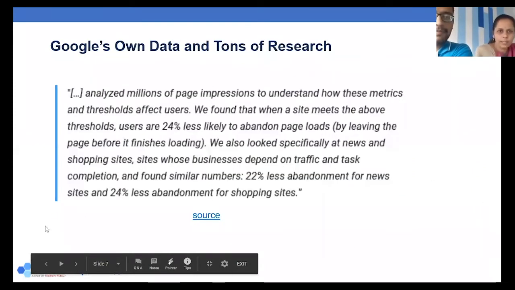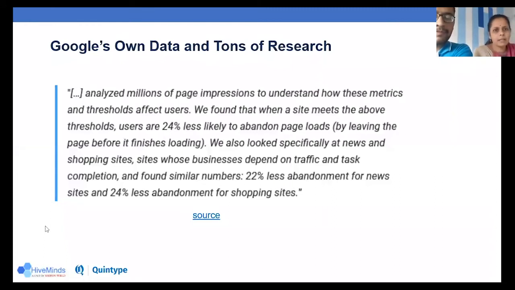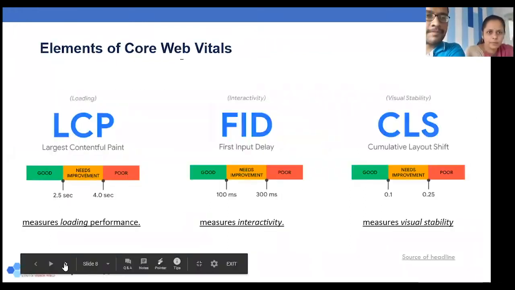And Google concluded these three as the key factors after analyzing its own data and doing tons of research. So it has analyzed millions of page impressions to understand how these metrics and the thresholds affect the users. And it says that after its analysis, users are 24% less likely to abandon the page loads if the page is at the optimum level. And also, if we look in particular at news or shopping sites, let's look at the news. It is 24% less likely that they abandon for the news sites.